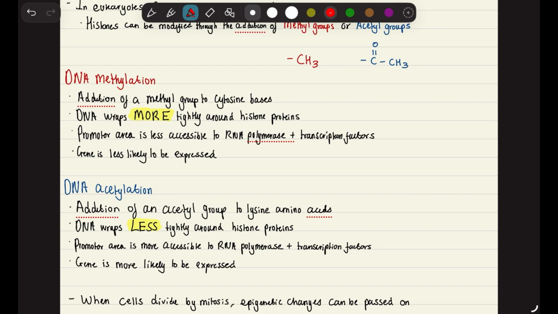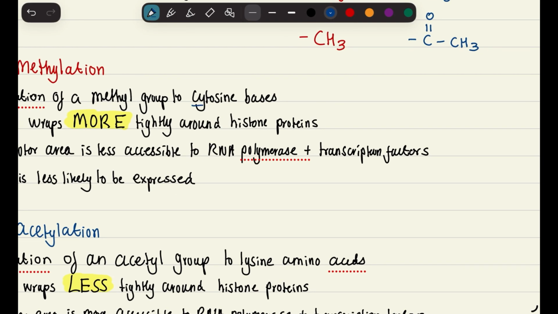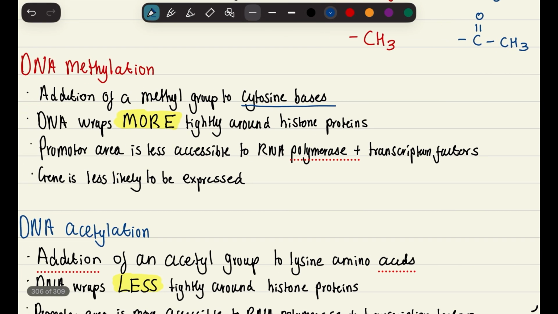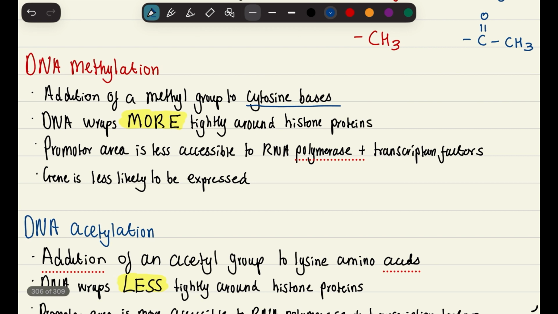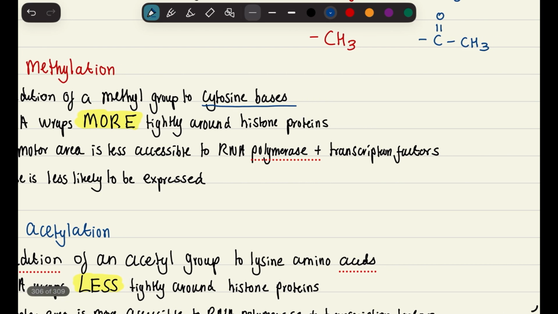So in DNA methylation, you're adding a methyl group to cytosine, specifically cytosine. I'm going to underline it because it could come up, not necessarily the most important thing, but it's nice to know. So you're adding methyl groups to cytosine bases. So your DNA is going to wrap more tightly to the histone protein. Remember what we were talking about when we were covering operons.